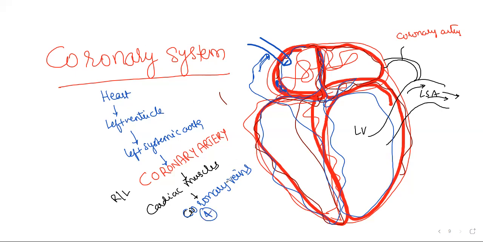These coronary veins open into the coronary sinus. Where does this coronary sinus open? It has to go into the right atrium, isn't it? So that's what we are talking about. The right atrium, particularly through the valve of Thebesius. It is guarded by the valve of Thebesius. I am writing here, right atrium of the heart.